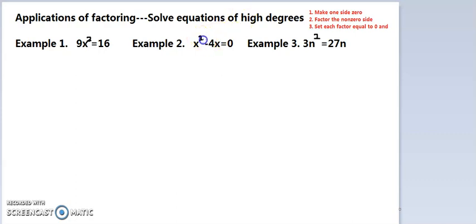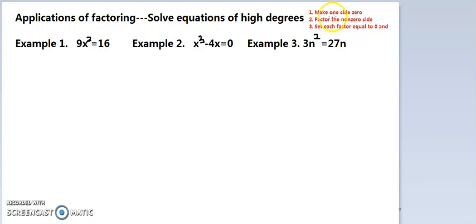So the first thing we want to do is to make one side 0. The second step is to factor the non-zero side. The third step is to set each factor equal to 0 and solve. Well, we have talked about this before, and this is just a quick review.